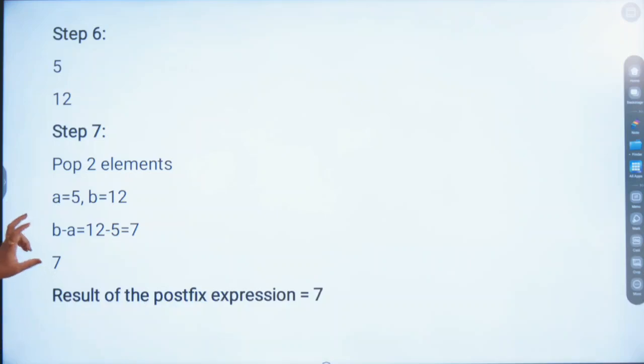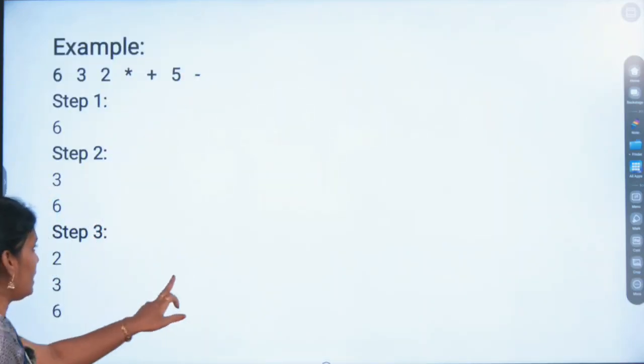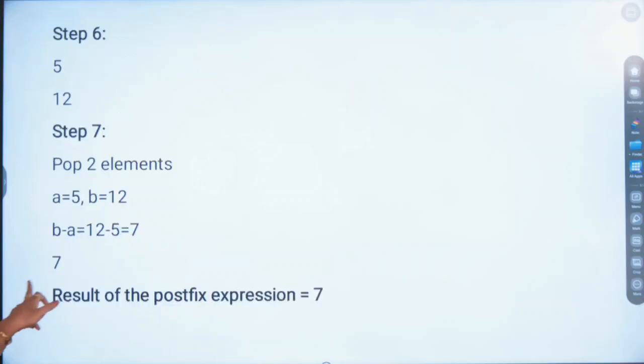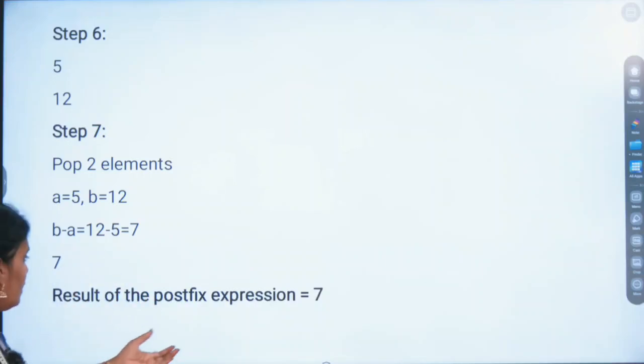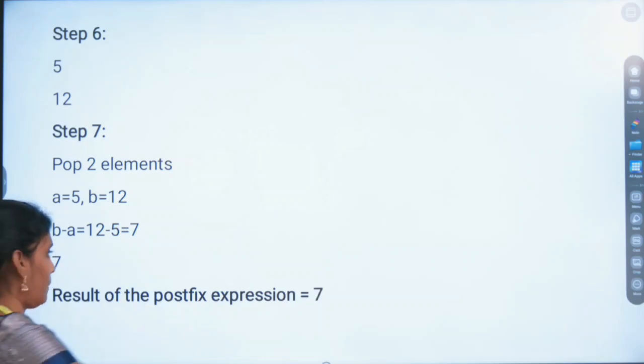Now in the stack we'll have 2 elements, 12 and 5. Next we have an operator. In the question we have an operator minus. So do the subtraction for the topmost 2 elements, that is 12 and 5. If we subtract 12 minus 5, we'll get the result as 7. Again we push it onto the stack, and this is your final value for the above problem.